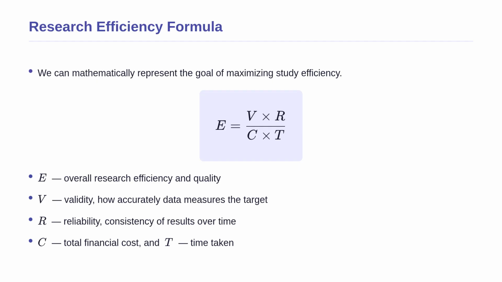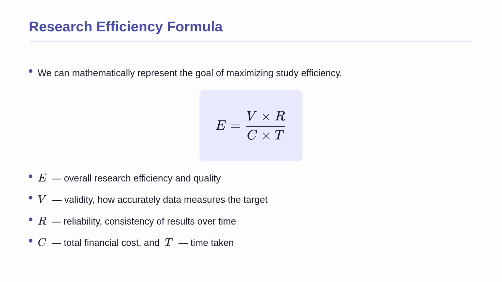This theoretical importance leads us to a mathematical representation. While research design is largely a planning concept, we can mathematically represent its primary goal, maximizing the efficiency and accuracy of a study. We define a conceptual formula for research efficiency, denoted by the letter E. E equals V times R divided by C times T.